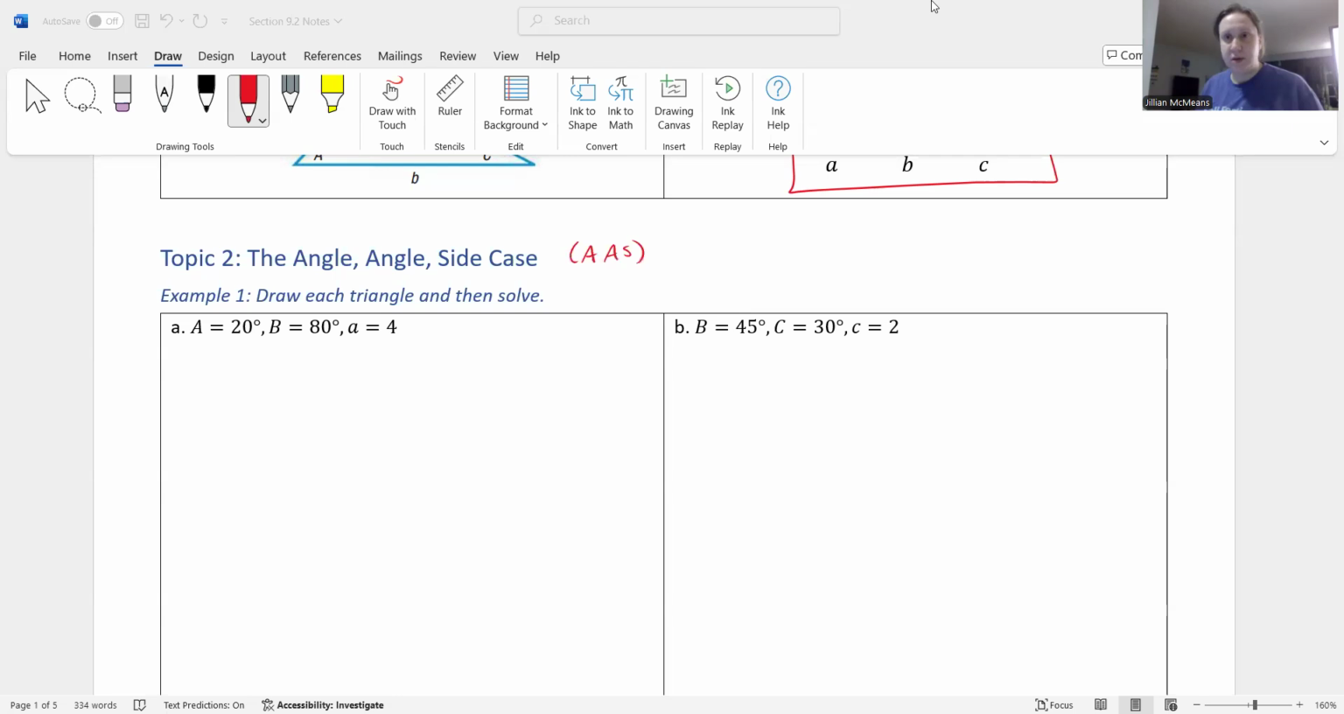Let me actually get rid of that screen. Let's go here. Okay. So let's talk about this. Example one says draw each triangle and then solve. So let's draw the triangle. Let's make sure we understand the angle side situation.